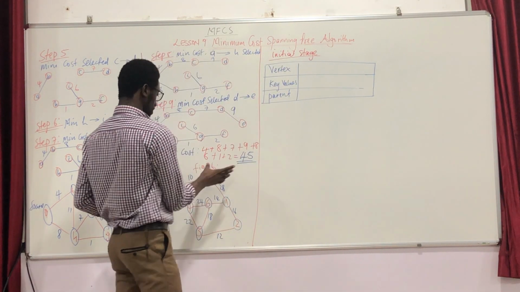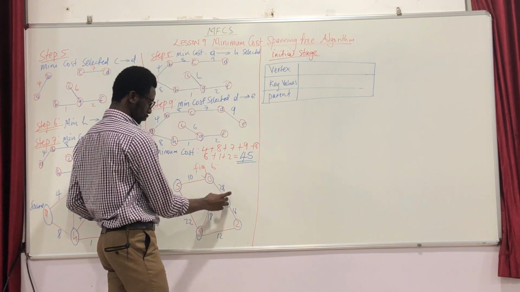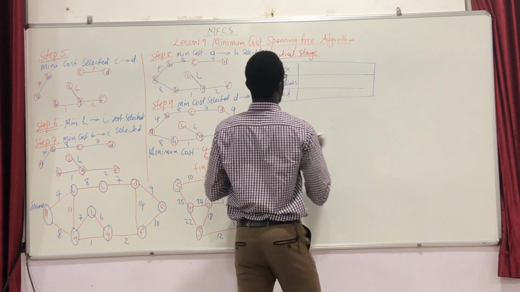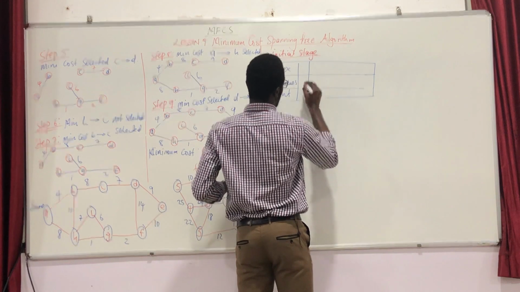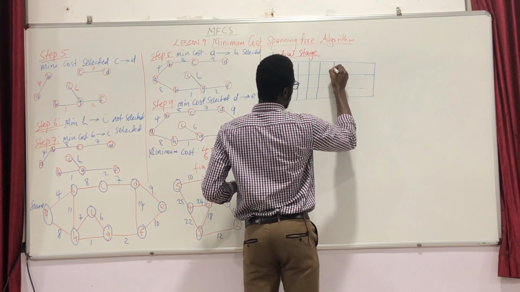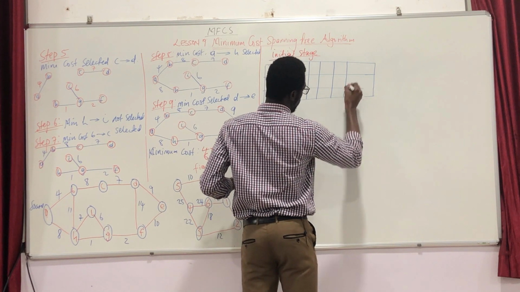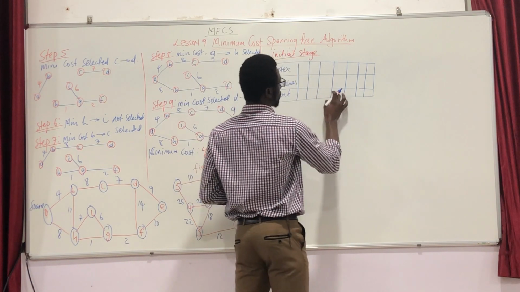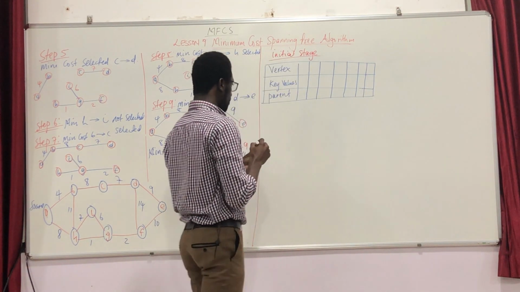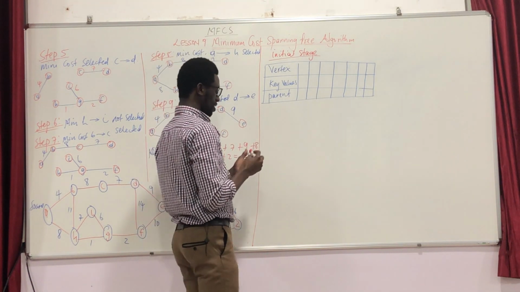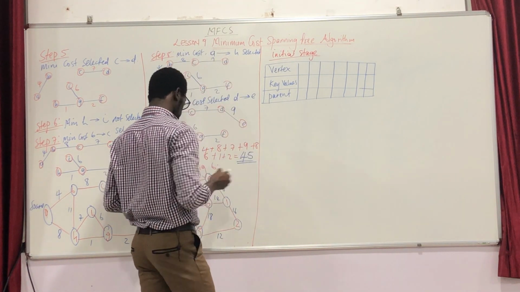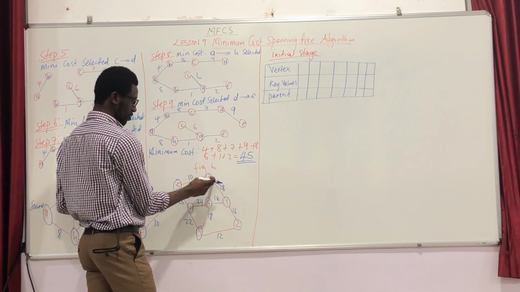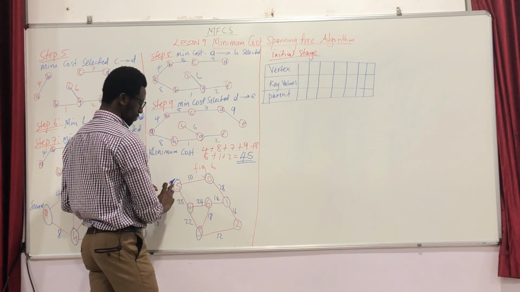So let's divide this into a number of nodes. We have 1, 2, 3, 4, 5, 6, 7 nodes. So let's first divide this. This 1, 2, 3, 4, 5, 6, and 7. So here, we start from the vertex here. We can start from 0, say 1, 2, 3, 4, 5, 6.